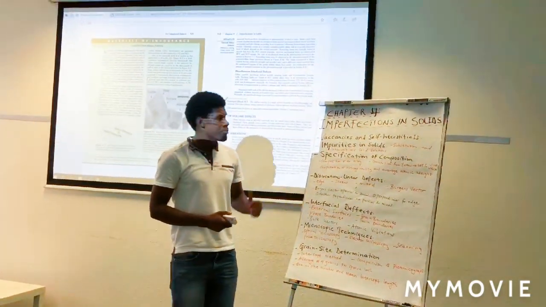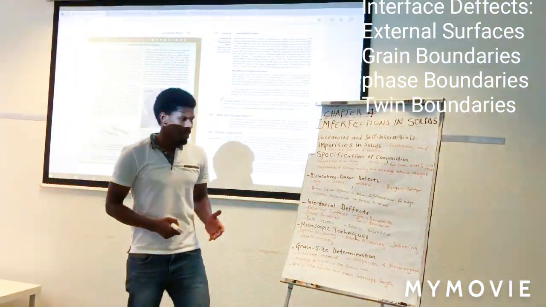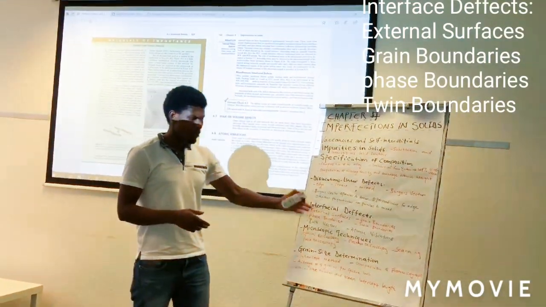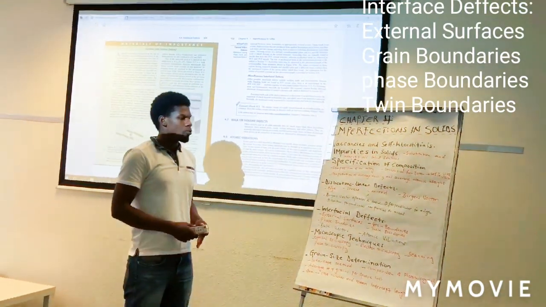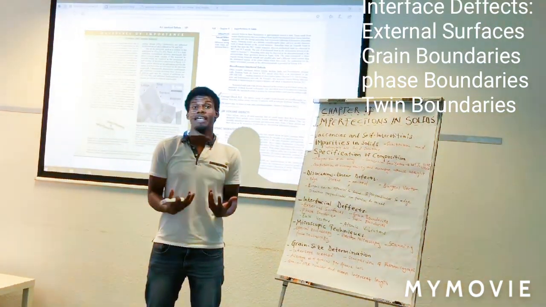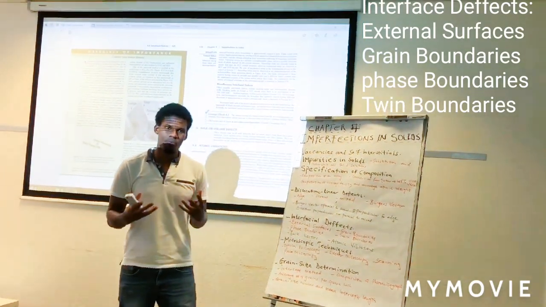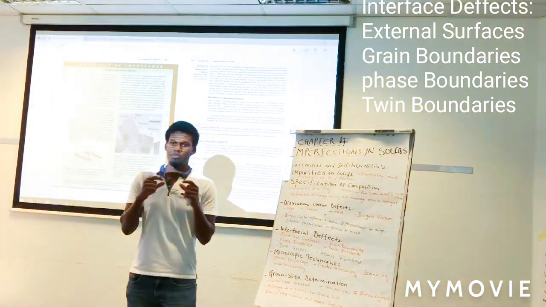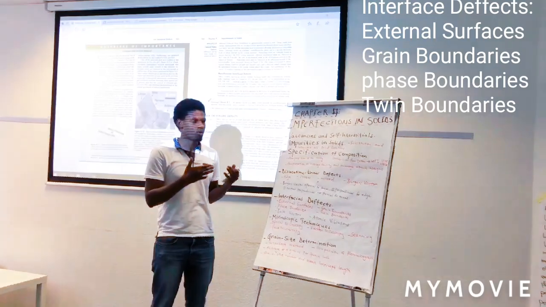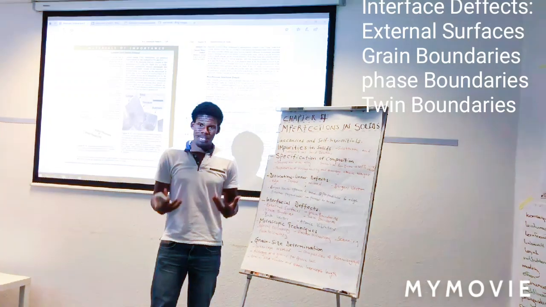Then we move to the interfacial defects. For interfacial defects, we have external surfaces, grain boundaries, phase boundaries, and twin boundaries, and also the Burgers vectors and atomic vibrations. The external surface of a material we can see with our naked eyes. But screw dislocations and edge dislocations, we have to use a microscope to look at and identify which dislocation is which.